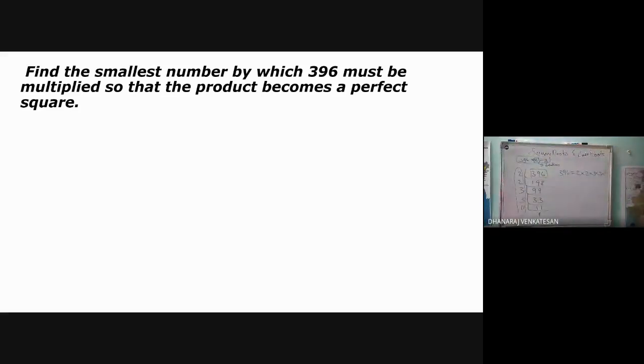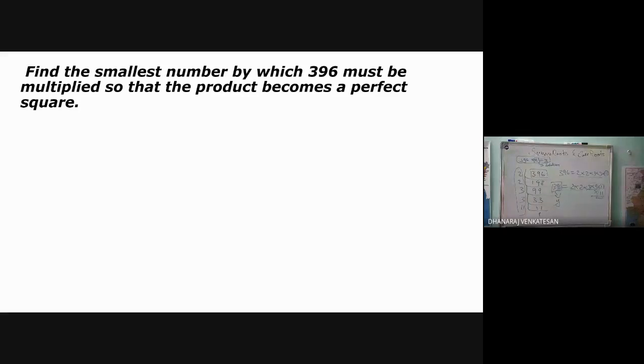But this 396 is not a perfect square, because you can check itself, there is no pair for 11. So you have to multiply with 11 so that you can make this 396 a perfect square. You will get all pairs here: a 2 pair, a 3 pair, and an 11 pair. So this 396 will change to some other number which will be a perfect square.